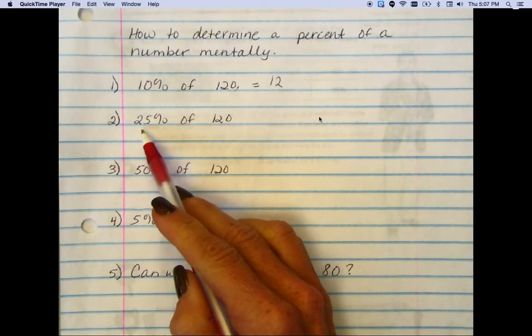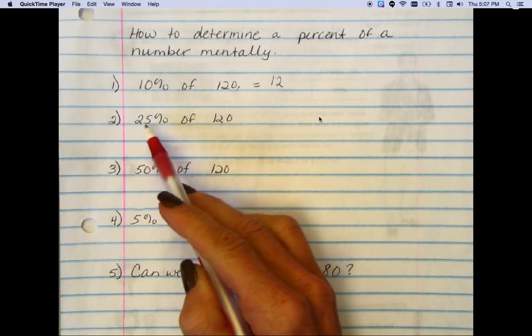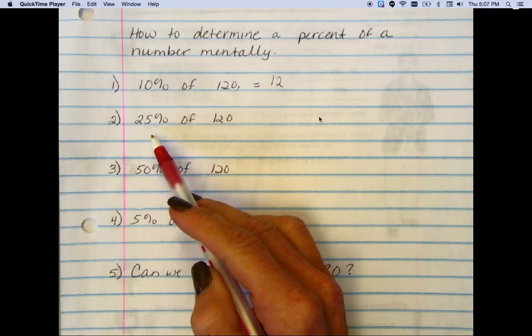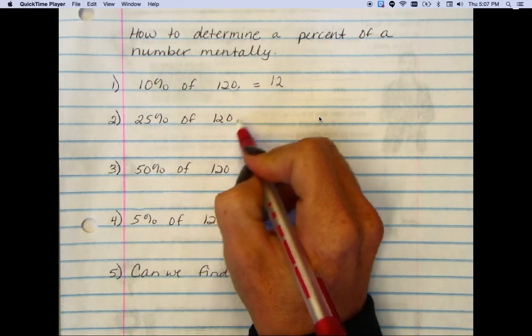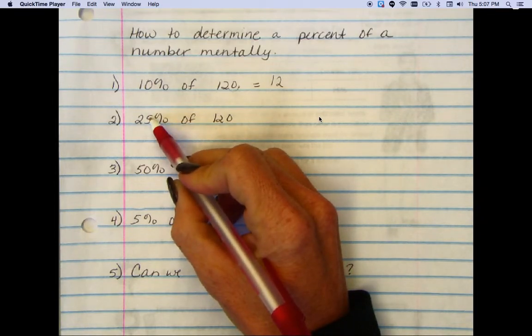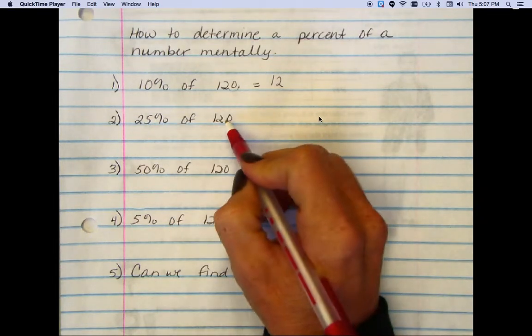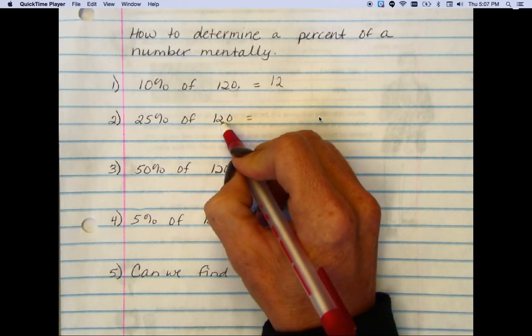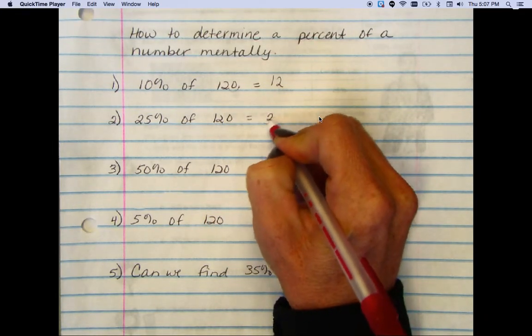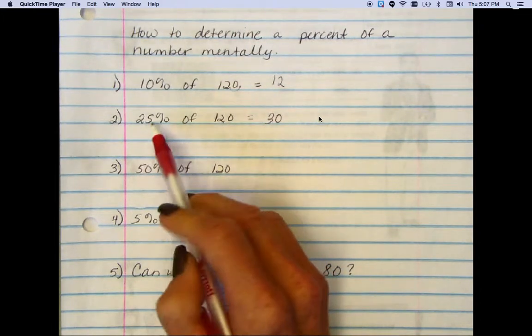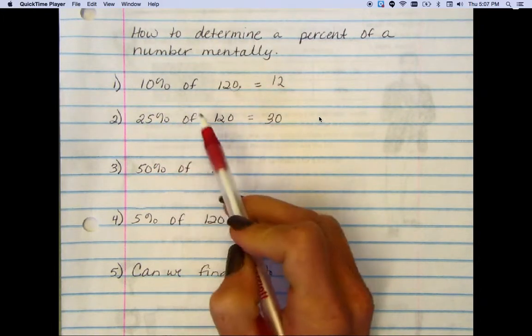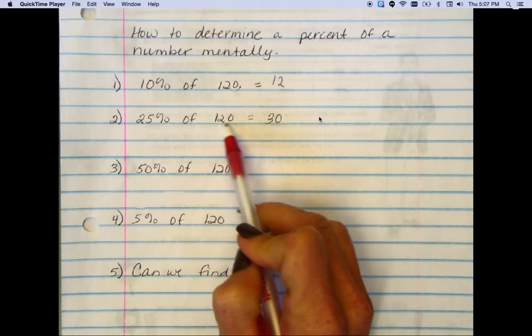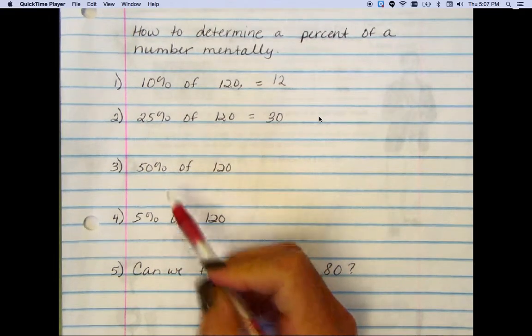If I'm looking to find 25%, it means 25 out of 100. So 25 is 1/4 of 100. If I'm looking for a fourth of this number, if I divide it by 4, I'm going to get 30. So when we're looking to find 25%, we're basically taking 1/4 of the quantity.